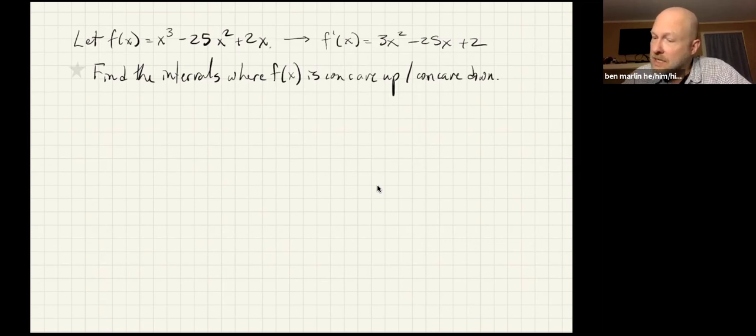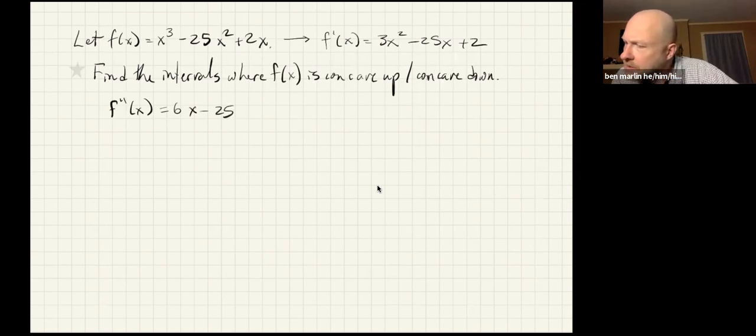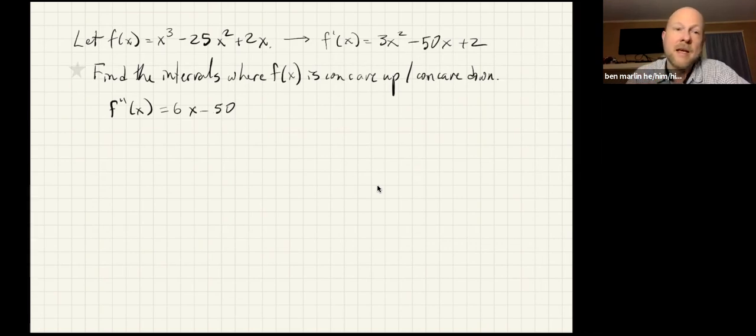So for what we need, we need to get f double prime of x. All that means is take f prime of x and take its derivative. So for us, that's 6x minus 25. Is that right? 6x minus 25. Ha ha. Y'all might spot that I copied my number wrong. That was supposed to be 50. So this would not be 6x minus 25, it would be 6x minus 50, okay?